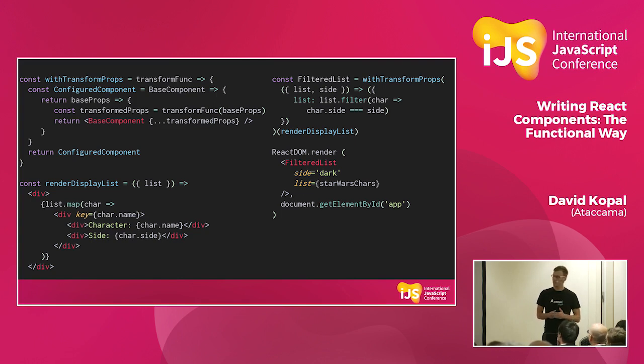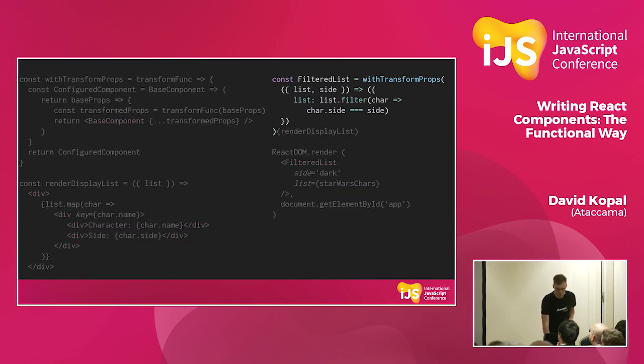And you can see it now takes a new function as a first argument. So let's see what it does. Let's check out our filtered list, our component that we are rendering in the end. First, we pass a configuration function to with transform props. Now, this configuration function will be responsible for the filtering. So this is the same function as we had before inside our higher order component. Now we are just passing it as a configuration argument.